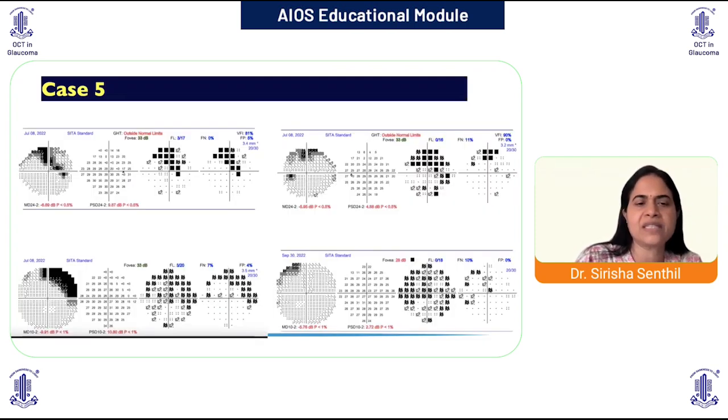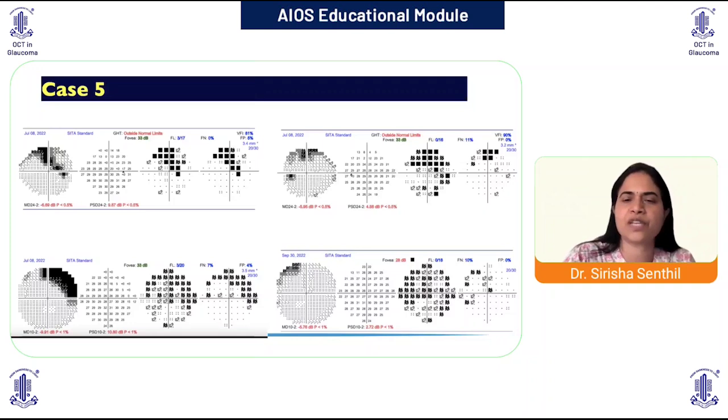So obviously the disc and field don't correlate, but you cannot have a field defect that is present on a 24-2 and a corresponding change in the 10-2 as well. And this visual field defect was repeatable on repeated testing as well. So we need to go beyond all these things, and sometimes we need to have a strong sense of suspicion to look for other causes as well.